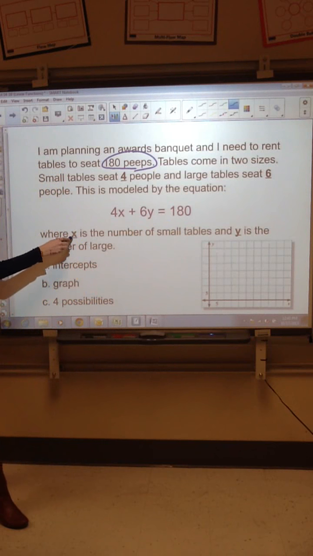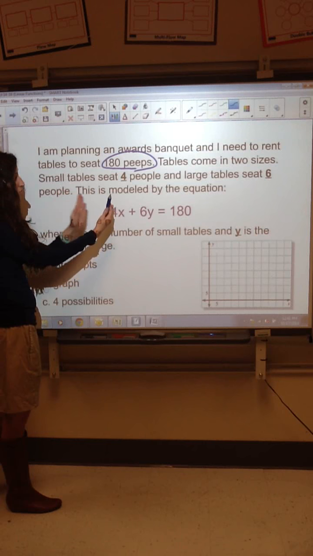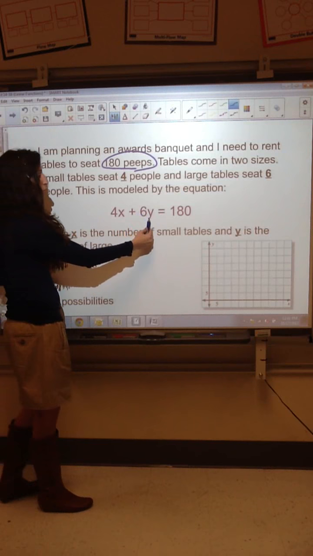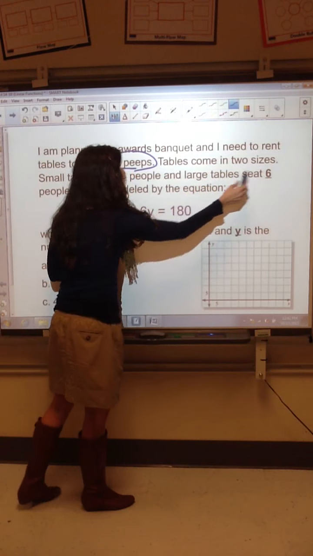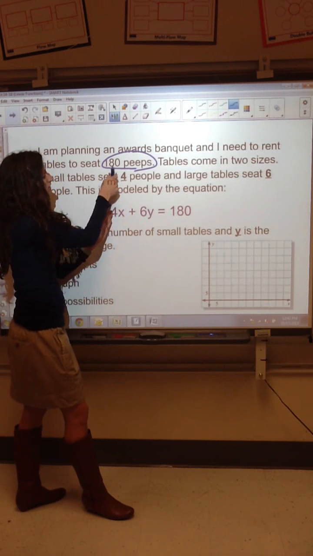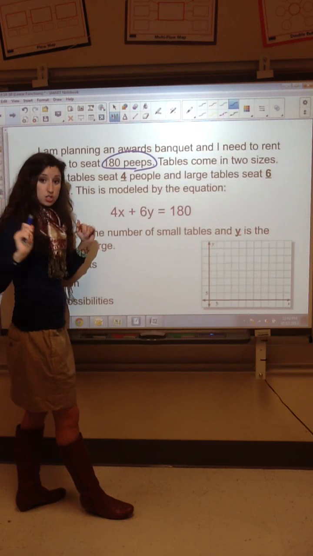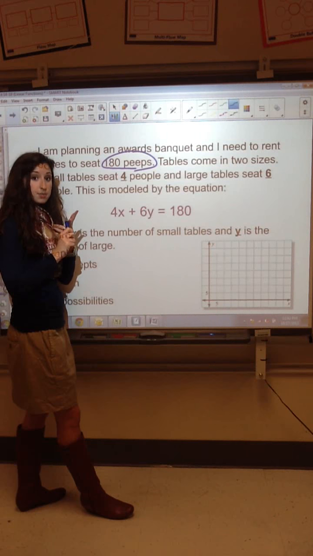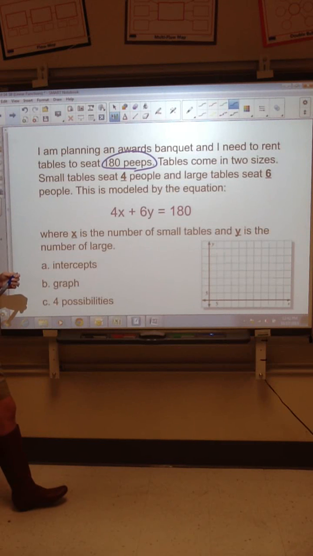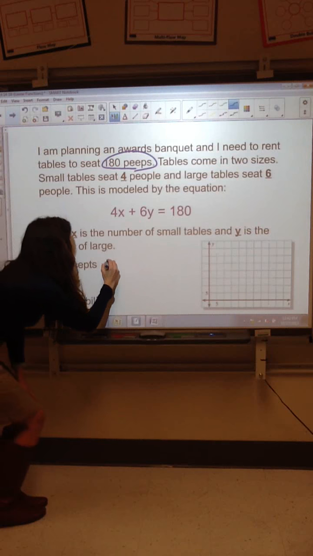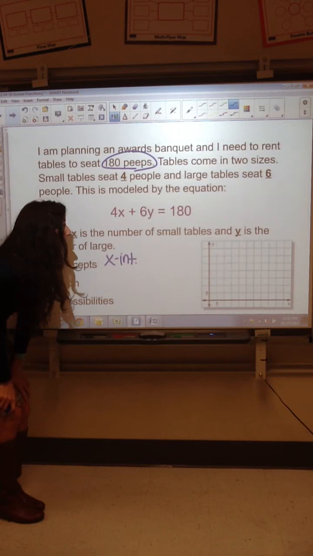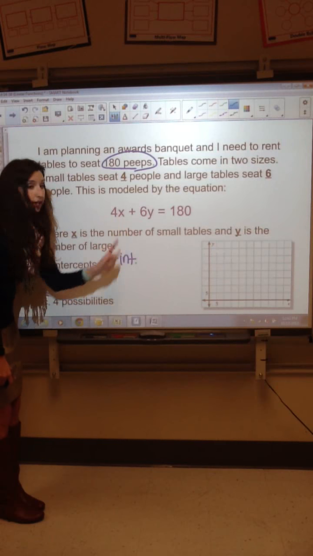And I've told you guys, x is the small tables. Remember, small, seat 4. And y are the large tables. Y, seat 6. So if I total them together, they must seat how many people? 180. I've given it to you. All we're going to do now is find our intercepts and graph it. So let's take a look. The intercepts, there are 2 of them, an x and a y. So for my x-intercept, I have to plug 0 in for y to find x.